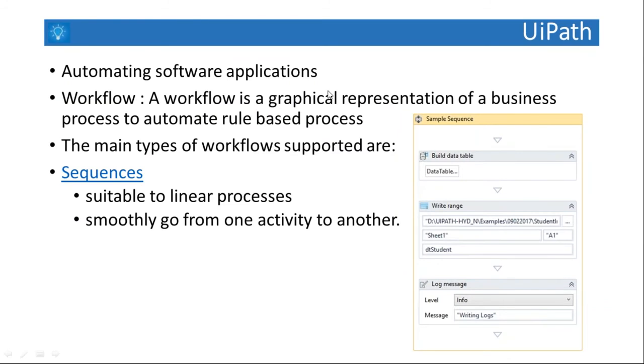So this is basically what we have discussed right now: only the robotic process automation introduction. Let's move on; quickly, let me complete the UiPath introduction. So UiPath is one of the automation tools where we are going to automate different types of processes.